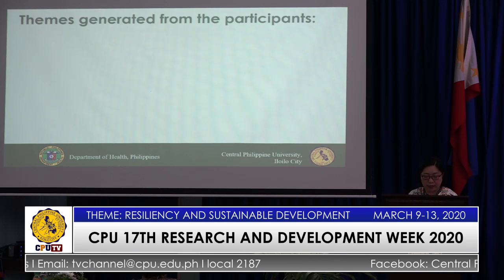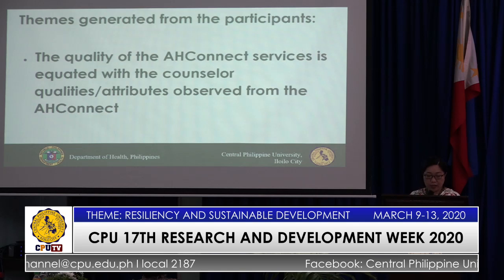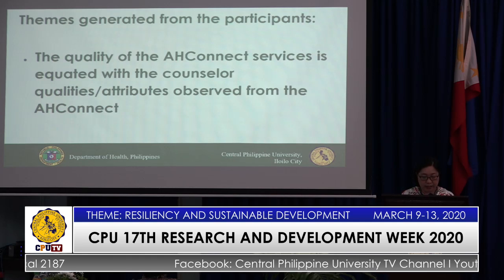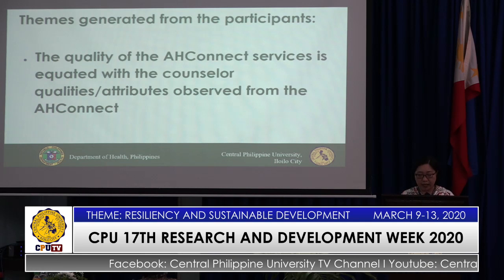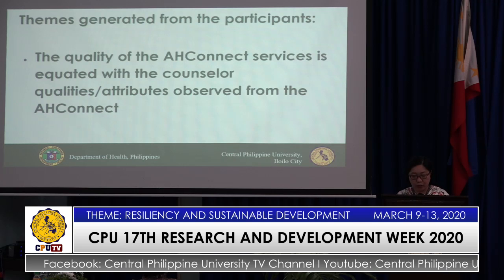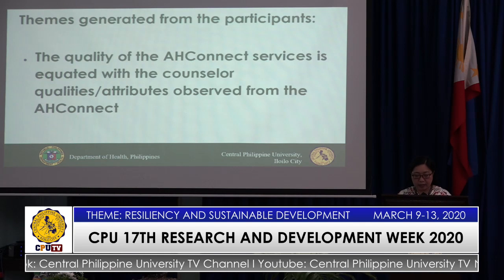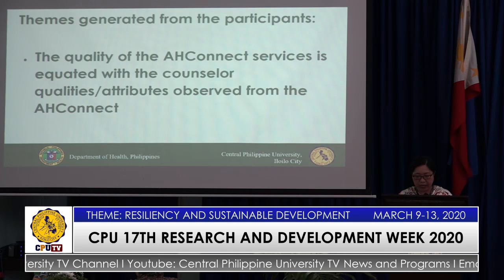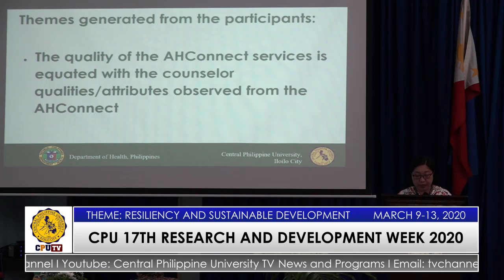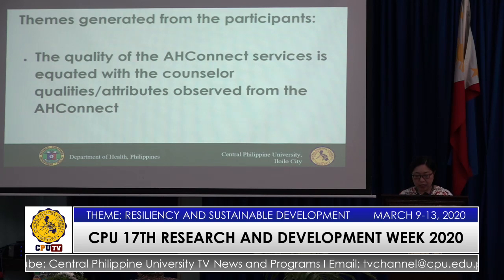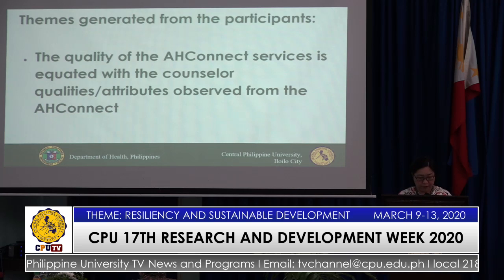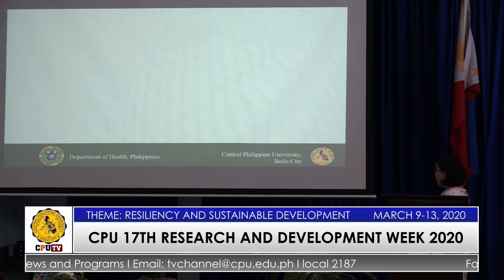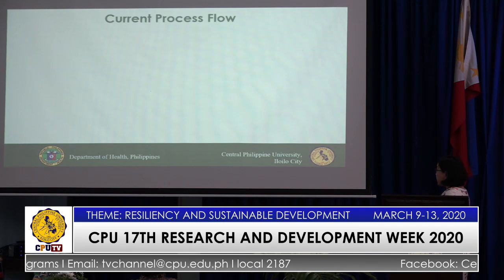Another theme is that the quality of the AH Connect service is equated with the counselor qualities or attributes observed from the AH Connect. So counselor qualities that were identified by the clients included the following: genuineness, client sensitivity, caring attitude, confidentiality, promptness of response, responsiveness to clients' queries, and provision for referral. So Professor Balontong is going to continue with the evaluation of the IT system.